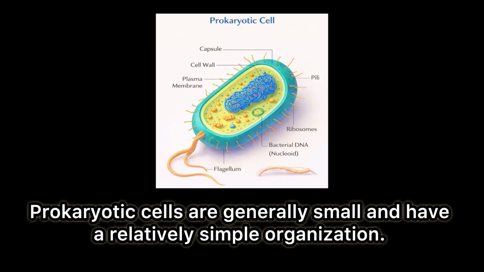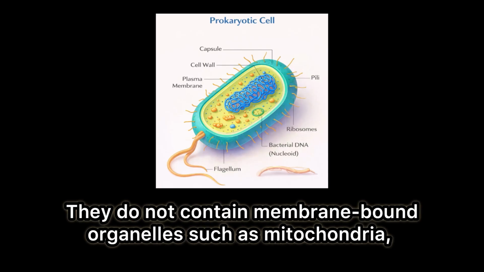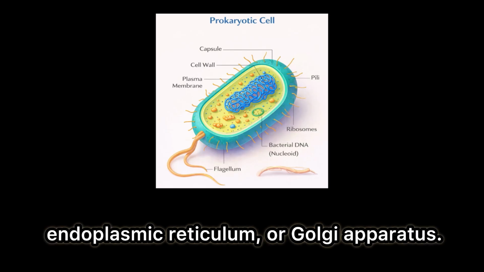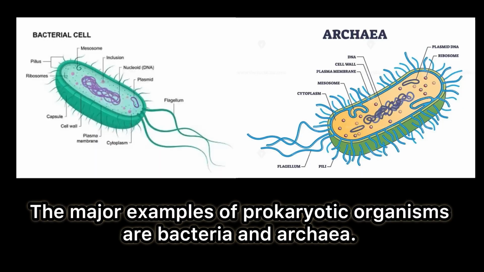Prokaryotic cells are generally small and have a relatively simple organization. They do not contain membrane-bound organelles such as mitochondria, endoplasmic reticulum, or Golgi apparatus. The major examples of prokaryotic organisms are bacteria and archaea.